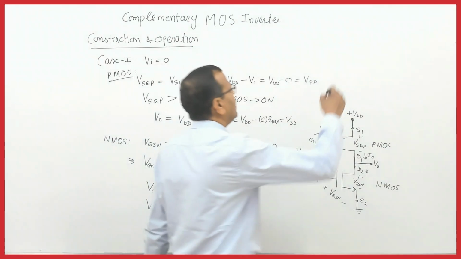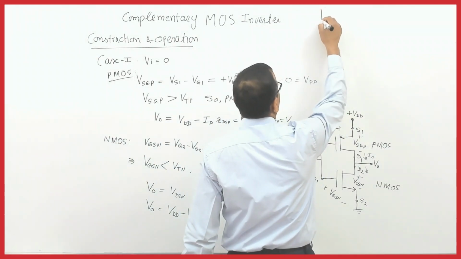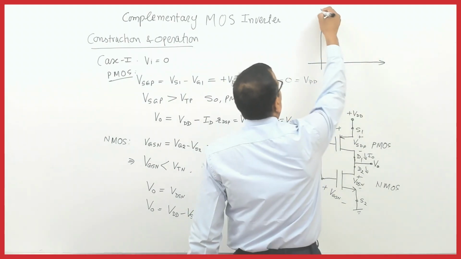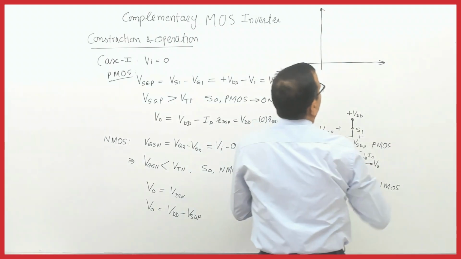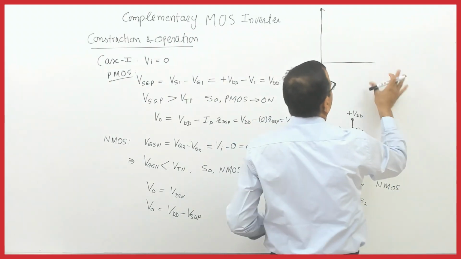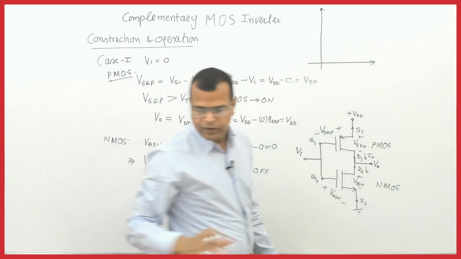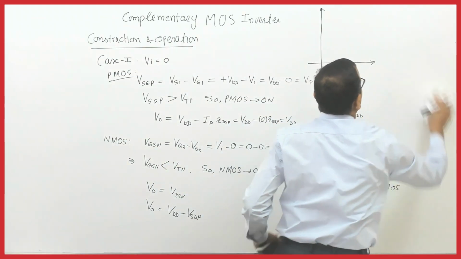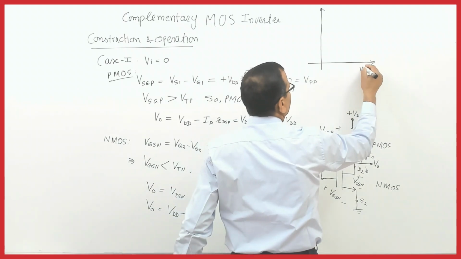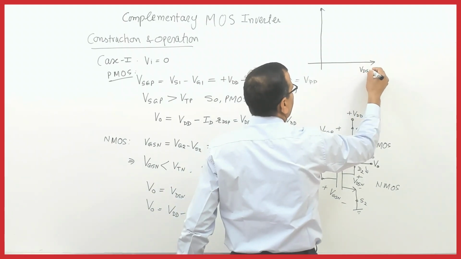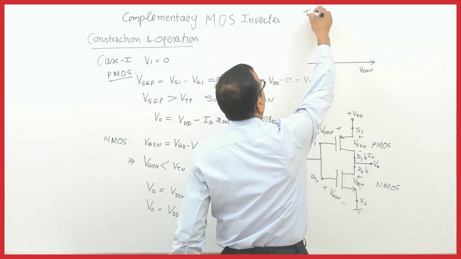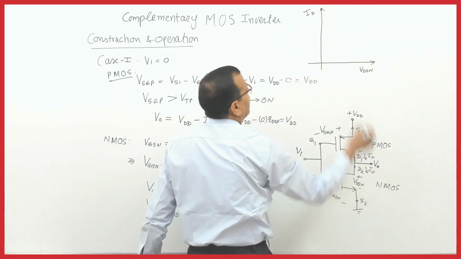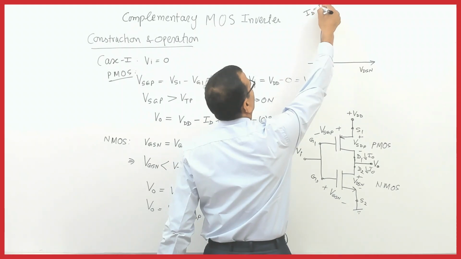So if you draw the characteristic, let us see the characteristic of NMOS and PMOS separately. This is the characteristic for NMOS first. I will be talking about NMOS first. Fine. This is voltage VDSN. This is the drain current ID. Drain current ID, I will be saying this is I0. This is the same as I0. Fine.